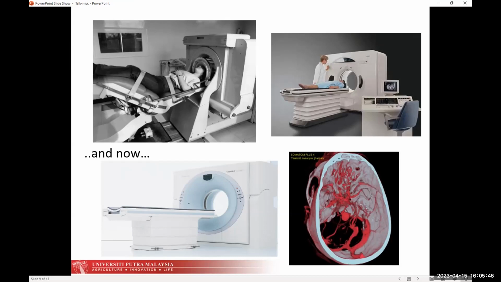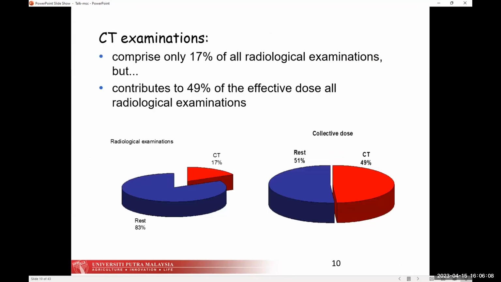And also with the integration of post-processing software, which could extract the vessels, such as in CTA, CT angiography procedure, we could decrease the chances of invasive interventional radiology by using the CT scan. Therefore, CT has become a preferable examination. It only comprises about 70% of radiological examinations, but it contributes the highest effective dose, about 49%, when compared to other radiological examinations.